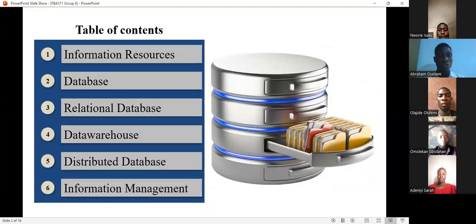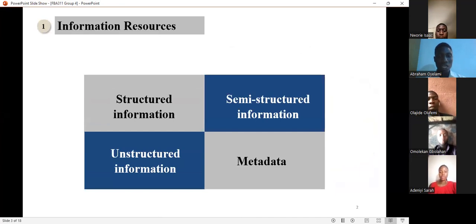Our table of content consists of information resources, database, relational database, data warehouse, distributed database, and lastly, information management. Information, which is processed data, is classified under 4 categories. We have structured information, semi-structured information, unstructured information, as well as the last category, which is metadata.